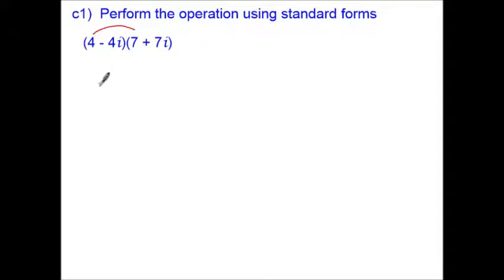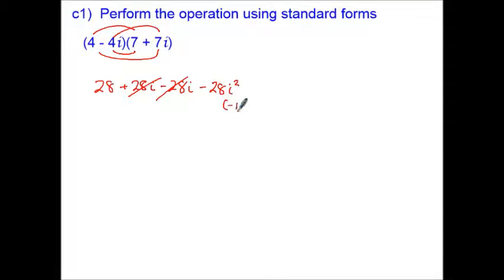So, regular FOIL, I get 28, I get a plus 28i, I conveniently get a minus 28i right there, and then here I get a negative 28i squared. Very nicely these two guys cancel out in the middle, and then the negative sign here gets together with the i squared, which remember is negative 1, to kind of make a plus. So really what I have here is a 28 plus 28, and checking my calculator, that tells me it's 56. Alrighty.